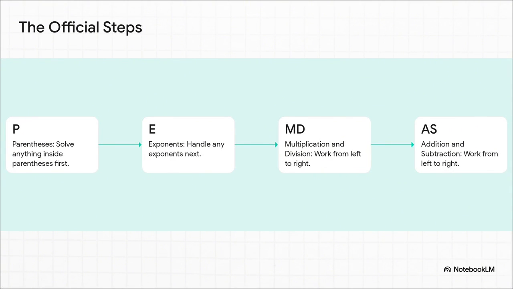And here is that roadmap. You've probably heard of it as PEMDAS. It's super straightforward. We always start with anything inside parentheses. Then we take care of any exponents. After that, we do multiplication and division. Now, these two are a team, so we just work from left to right. And finally, addition and subtraction. Same deal, we just move from left to right. This is the exact path we're going to follow.